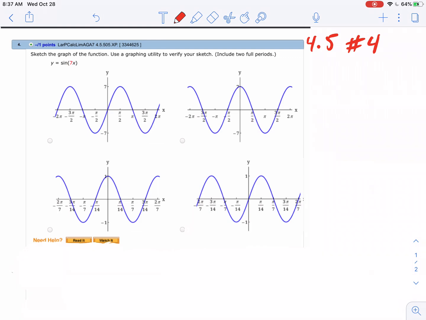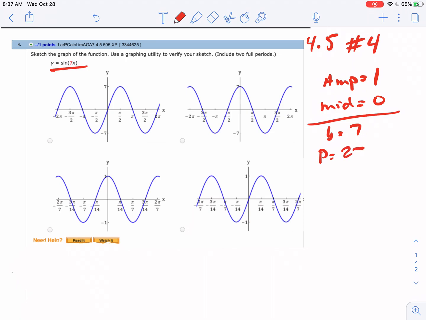So when I look at sine of 7x, I would do all my work off to the side. I know the amplitude is 1. There's an imaginary 1 in front of sine. Technically, there's a plus 0 at the end, and that means the midline is 0. Then I can identify my b value as 7, the number directly in front of x. That means the period of this function is 2 pi divided by 7. That's already a reduced fraction.